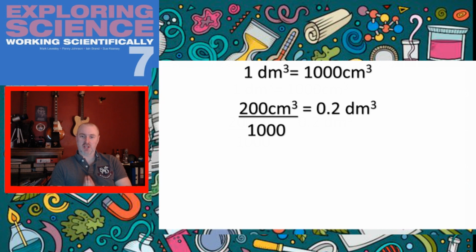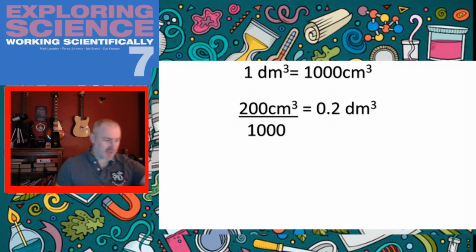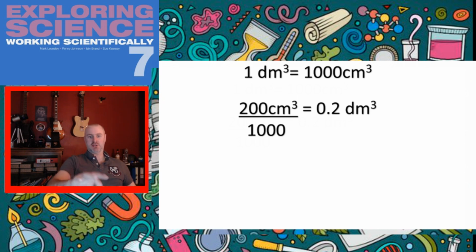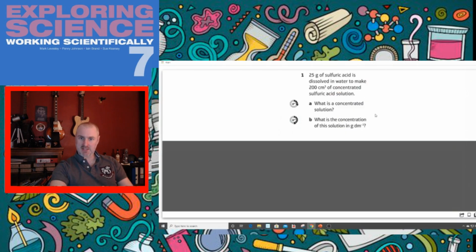And that is the volume I have to use. If I'd got suckered in and not done the conversion, I might have done 25 divided by 200 to get 0.125 grams per centimetre cubed. And that would have been fine if I'd stated it was grams per centimetre cubed. But I was asked for grams per dm cubed. So my equation should look like 25 grams divided by 0.2 to give me 125 grams per decimeter cubed. So that would be the answer to that question.